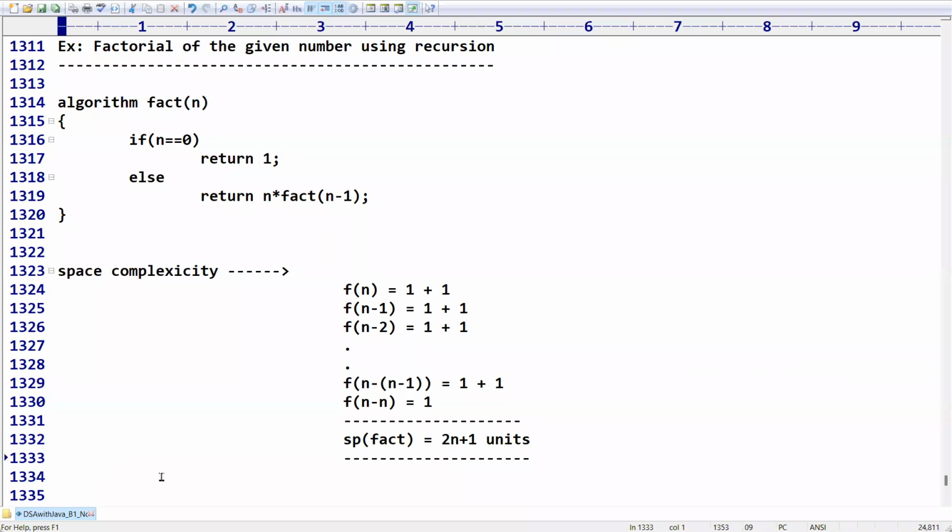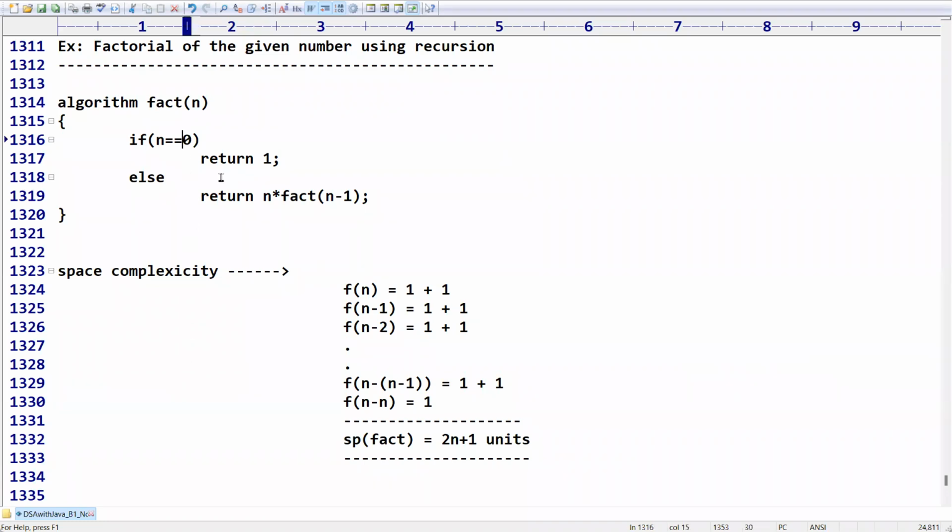Sir, actually, when n is zero, we are comparing it with zero, right? That zero is a constant also. So why are we not counting that space? N is equal to 0. Yeah, you can consider it, sir. If you take that, you are going to get 2n plus 2. Anyway, whatever you have said is correct.